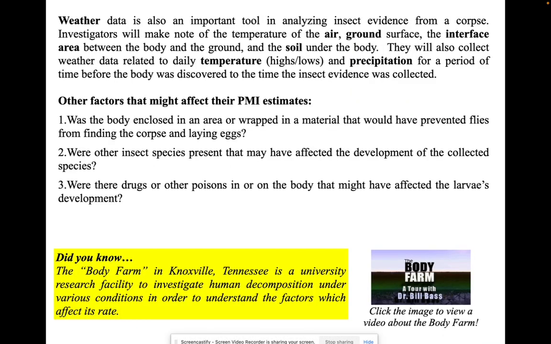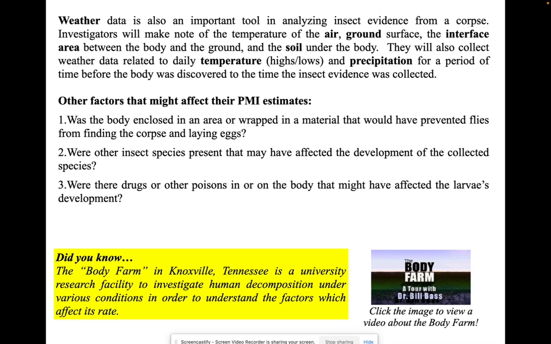Weather data is also important for analyzing insect evidence. They're going to be interested in the temperature of the air, the surface of the ground, the area between the body and the ground, that interface area, and the soil under the body. And they're also going to be interested in what the recent weather was: daily temperature, the highs, the lows, and whether it was raining or not. All of this will affect the insect evidence and determination of PMI.